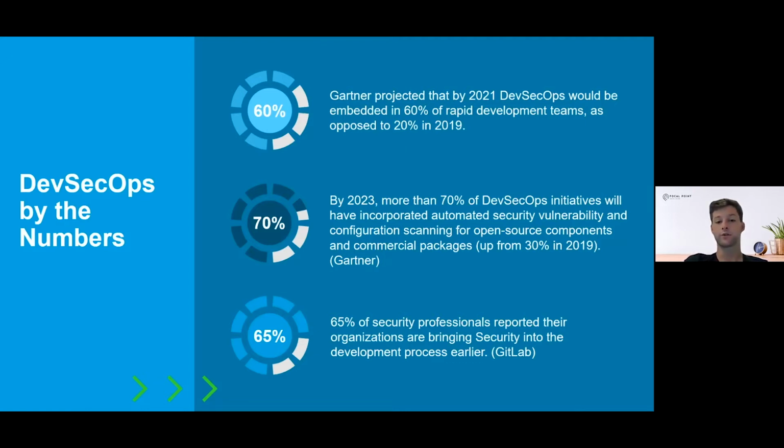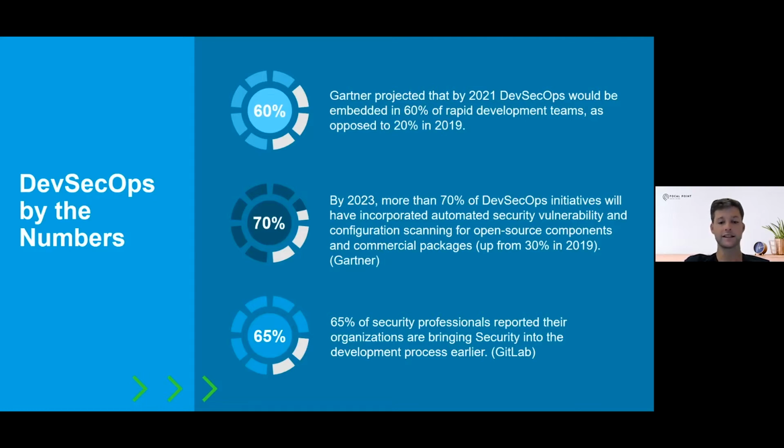Second, by 2023, more than 70% of DevSecOps initiatives will have incorporated automated security vulnerability and configuration scanning for open source components. So as we think about this, that's software bill of materials, software composition analysis, making sure that the libraries you're using in your applications are secure. And we'll talk about this a little bit more later as well, diving into what SCA is in a bit more detail and why it is so beneficial, just due to the low level of effort and quick wins that can be garnered for the development teams.